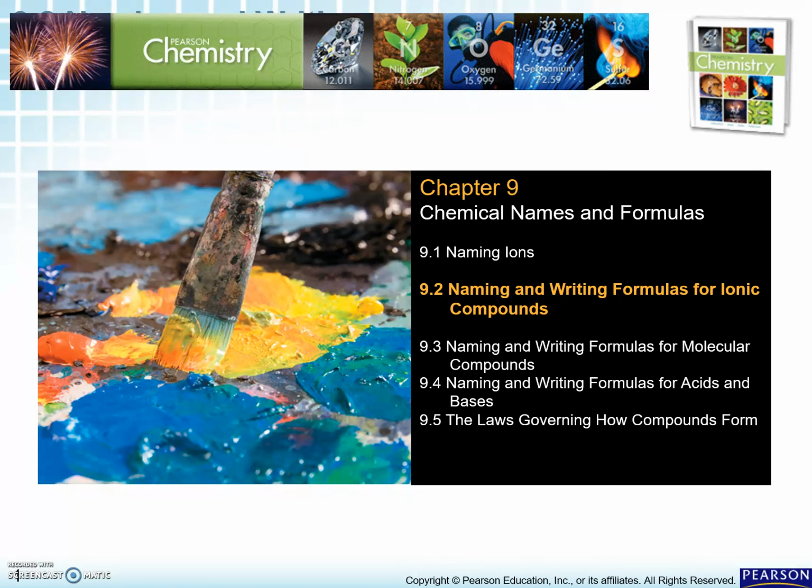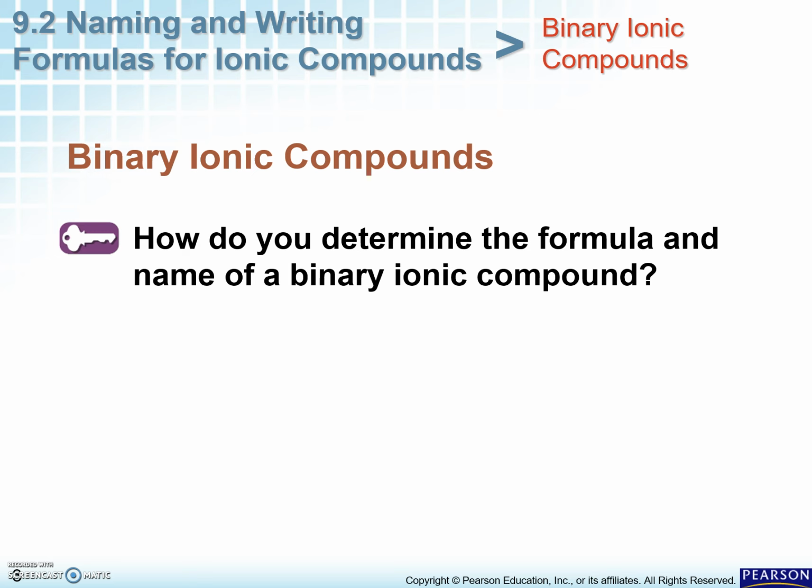So now that we know how to name ions, we're going to start writing the formulas for ionic compounds. Whenever we are looking at ionic compounds, we want to look at some interesting portions of it, because sometimes they are called binary ionic compounds. Whenever we're determining the formula for a binary ionic compound, you're going to go through a set of specific steps that will help you figure this out.